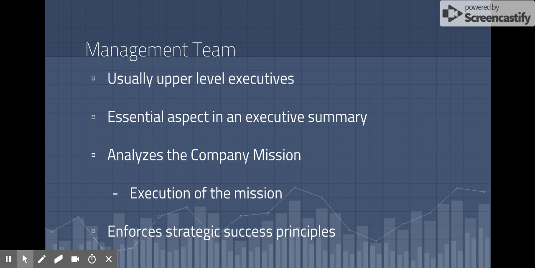The next component is the management team. This team usually consists of upper-level executives. This is a vital aspect of the summary, for it describes who is involved. The job of the management is to analyze the company's mission and the execution of this mission and to ensure that it goes as planned. Last but not least, it enforces the strategic success principles the management team utilizes.